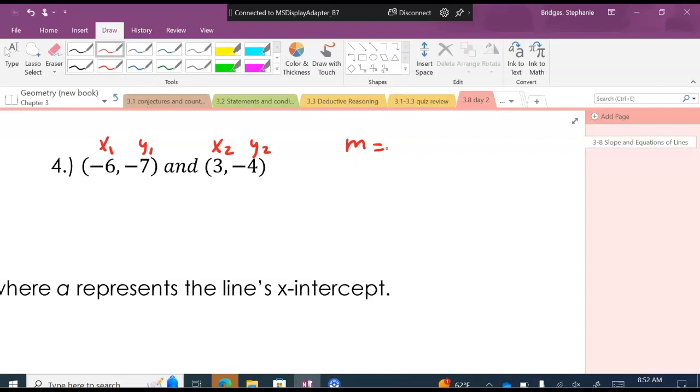So we should be working on finding our slope for number 4. And then once we find our slope, we can use that slope and one of our points to write an equation in point slope form.